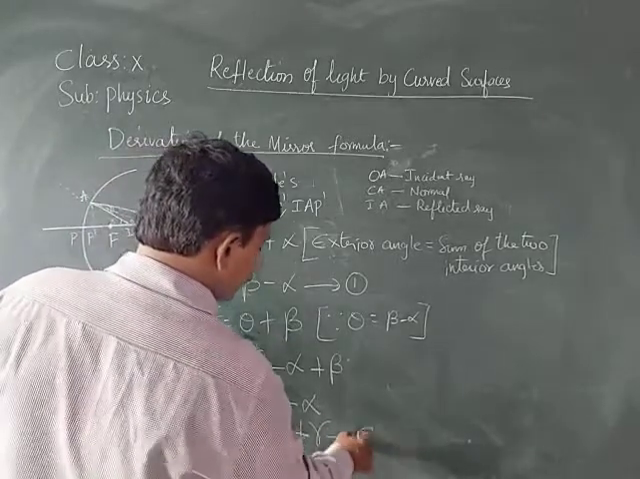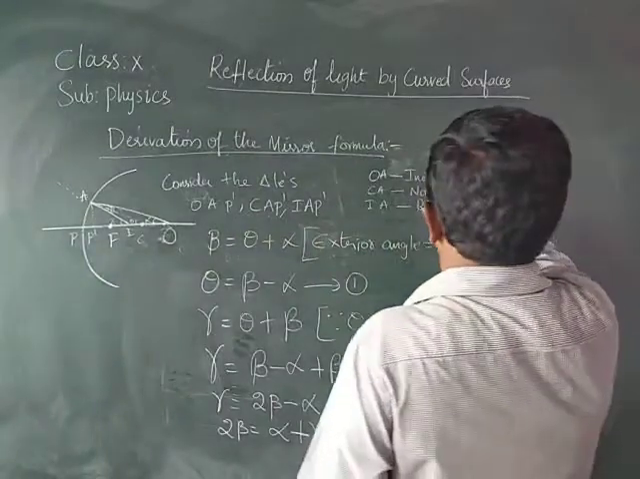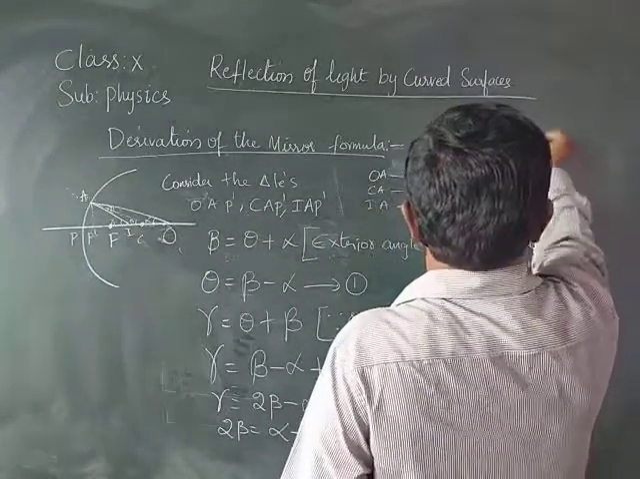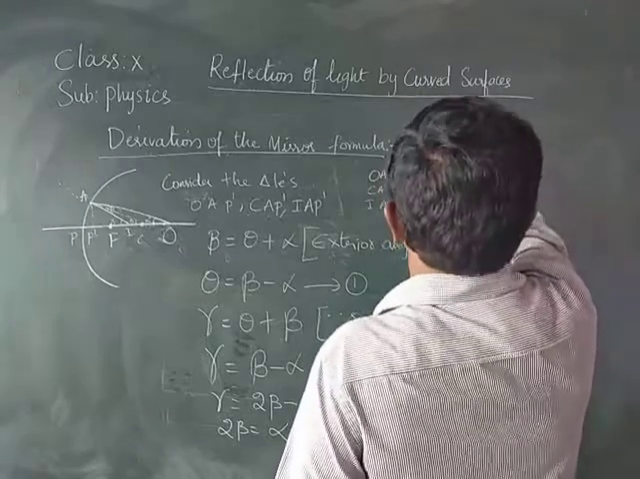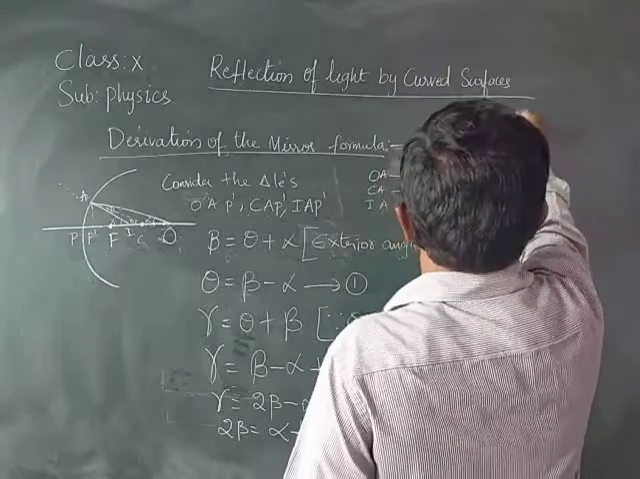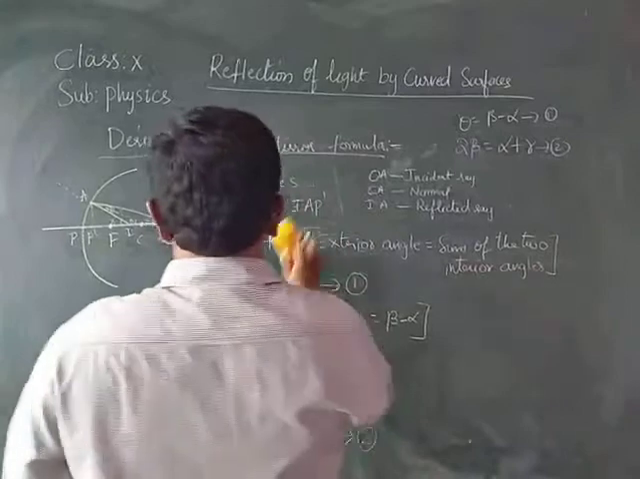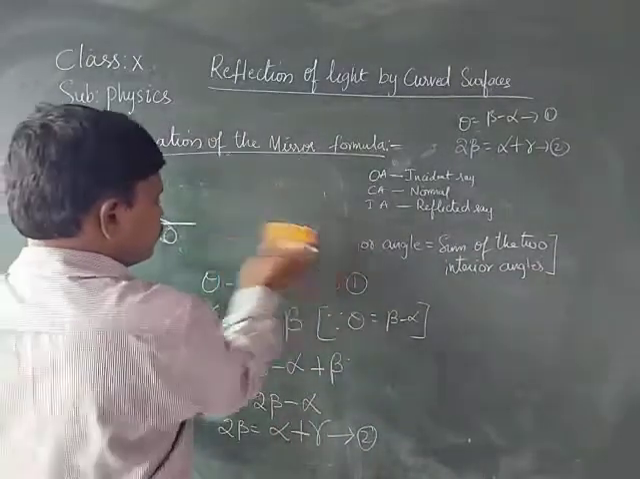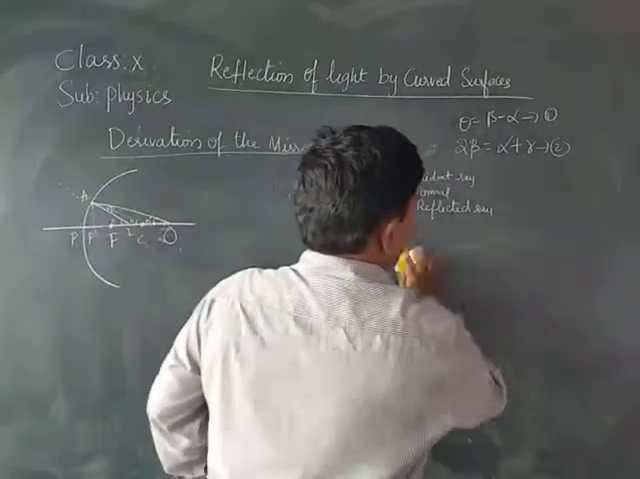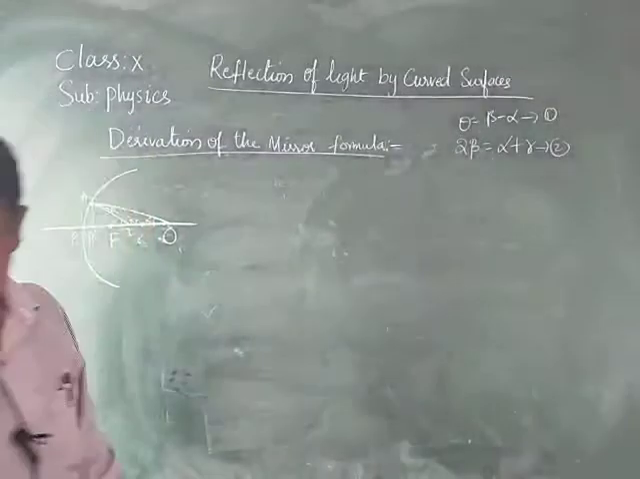This is the second equation. What did we get in the second equation? Here 2 beta is equal to alpha plus gamma. What is the first equation? The first equation is that theta is equal to beta minus alpha. This is the second. Now see here. Let us keep it aside.